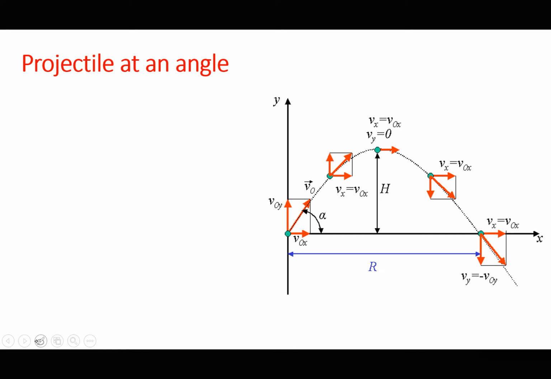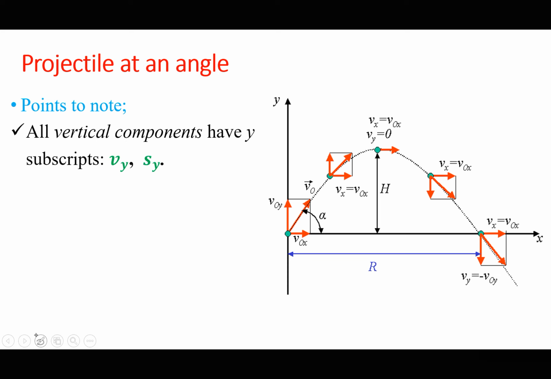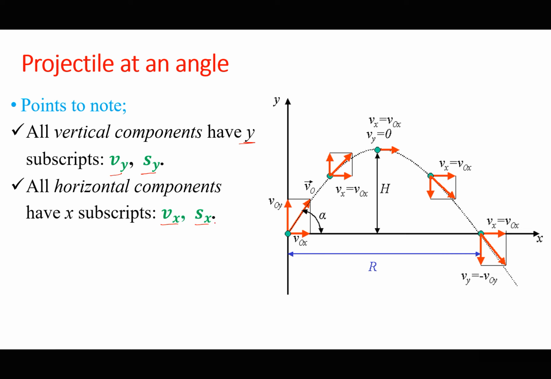So a few things we need to note from here. All the vertical components will have a subscript y. For example, Vy, Sy, and so on and so forth. And all the horizontal components, I'll always put there a subscript x for convenience. When you become an expert, you don't need to mind about subscript x or subscript y. For example, when I say Vx, that is velocity in the x. Sx, that is displacement in the x.